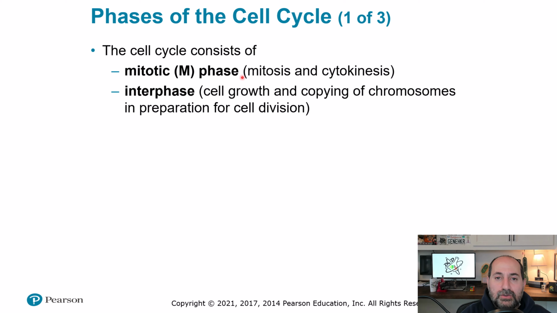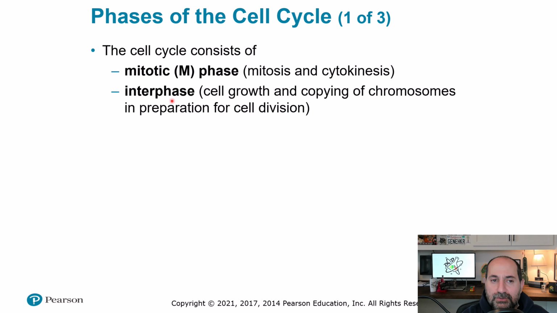M phase includes what's known as mitosis. Mitosis is where the chromosomes, or sister chromatids, separate into new daughter cells. And then cytokinesis, meaning where the cell itself separates, the cytoplasm separates to form two distinct cells. Again, mitosis is the separation of the chromosomes to result in two genetically identical cells, and cytokinesis is the separation of the cells themselves, right? Together, they are known as M phase.